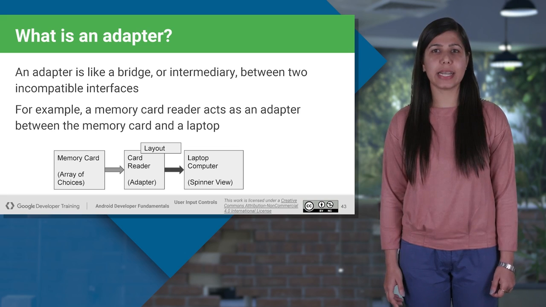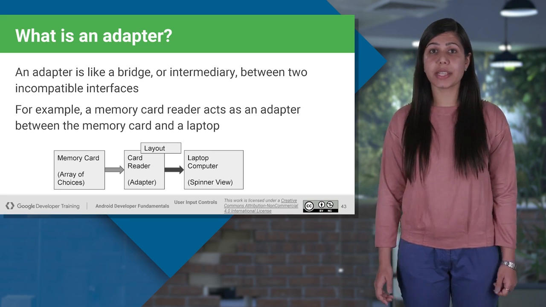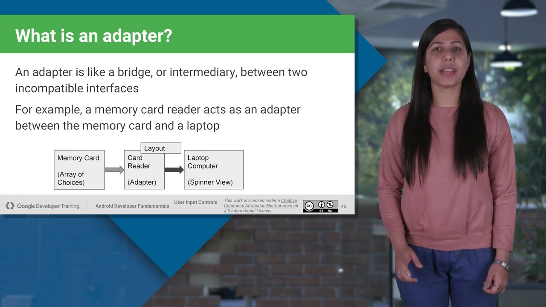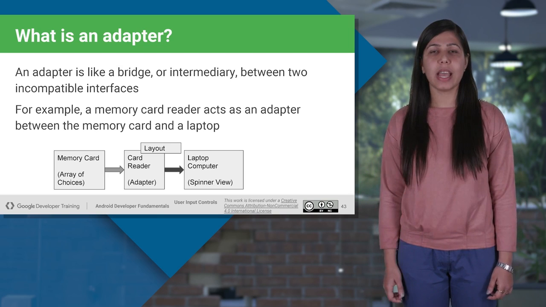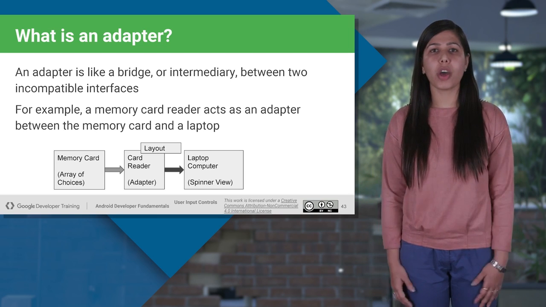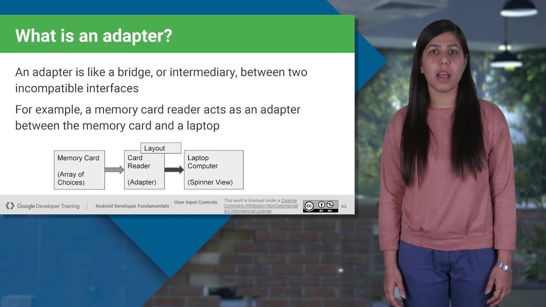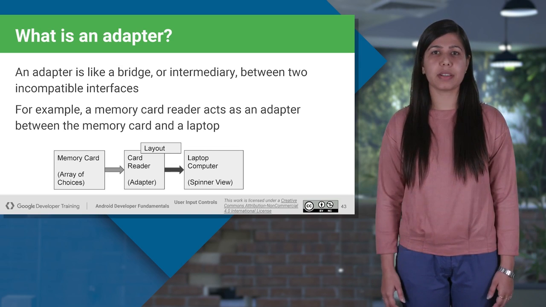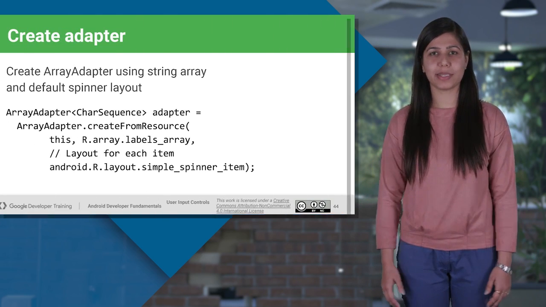To insert the data into the spinner, we use an adapter that pulls the content from a source such as an array or a database and fills the data into the UI component. An adapter is like a bridge or an intermediary between two incompatible interfaces. For example, a memory card reader acts as an adapter between the memory card and the laptop.